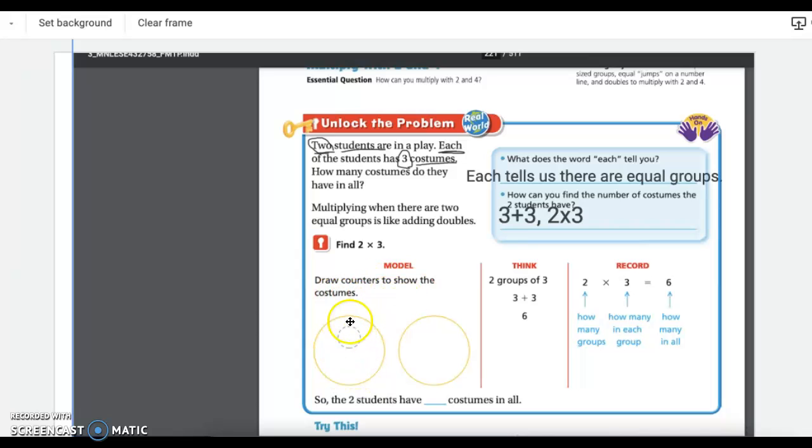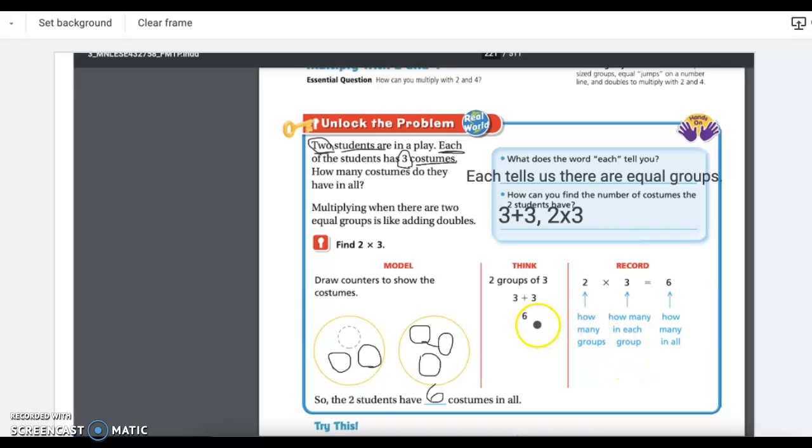So we could draw and use counters to show our costumes. If each of these circles are a student, they'd each have 3 costumes inside there, right? So I could draw my counters in there. That would be 1 costume, costume 2, costume 3, and then over here, this student would have 3 costumes, right? Okay, so we'd have 2 groups of 3, or 3 plus 3, which equals 6, or 2 groups with 3 in each group. Either way we do it, if we're adding or we're multiplying, how many costumes do they have in all? 6.